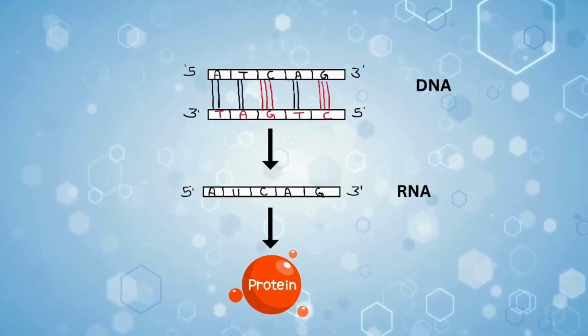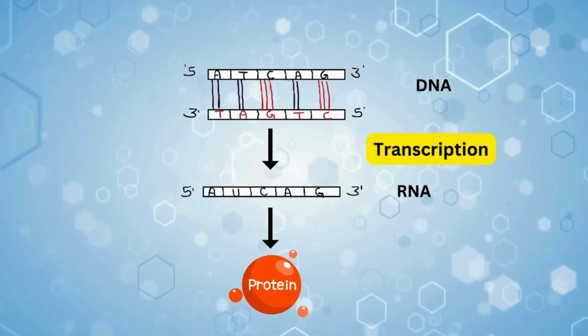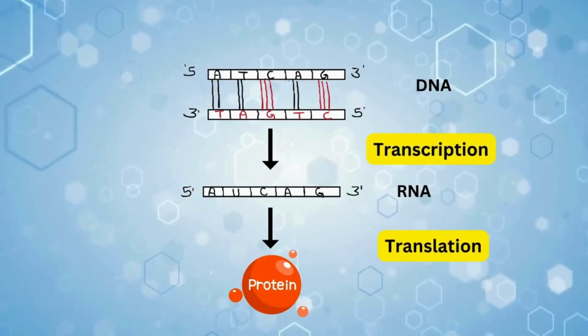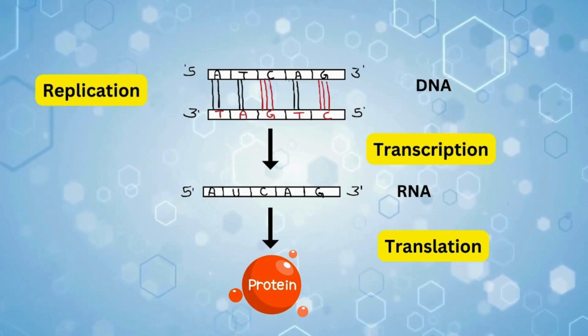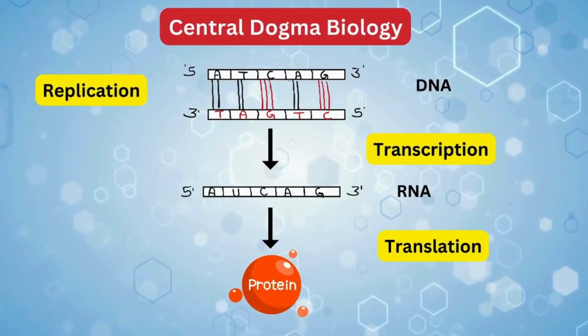When the information is transferred from the RNA to the protein, this process is known as translation. Transcription, translation, replication: all these three processes come under the central dogma of biology.